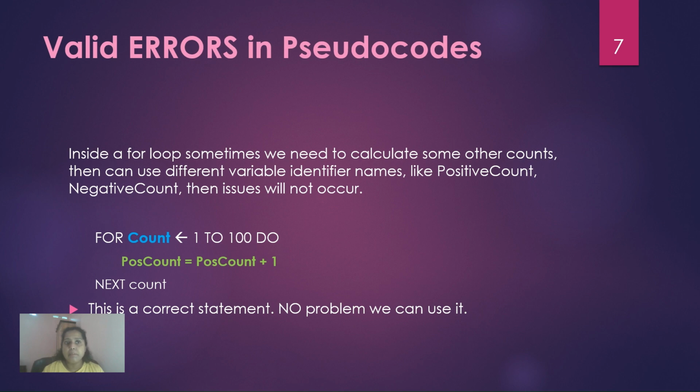Inside a for loop, sometimes we need to calculate some other counts. Then you can use different variable identifying names like positive count, negative count. Then issues will not occur, right? Then you can see, for count equals 1 to 100, do positive count equals positive count plus 1. That is totally accurate. This is a correct statement, no problem, we can use it.